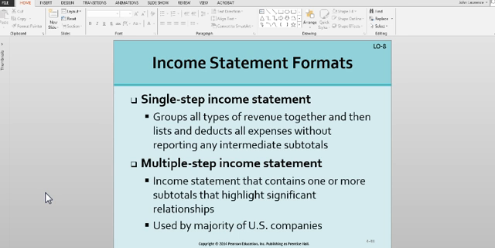So your income statement, most often you can look at single-step income statements or multi-step income statements. Your single step, which is not used very often by U.S. companies, groups all of your revenues together and then lists and deducts expenses without any intermediate subtotals. Your multi-step income statement looks at one or more subtotals that may highlight some significant revenues, significant expenses, and the like. And that's what's most often used by U.S. companies, and that's what we're going to focus on for the purposes of this discussion.